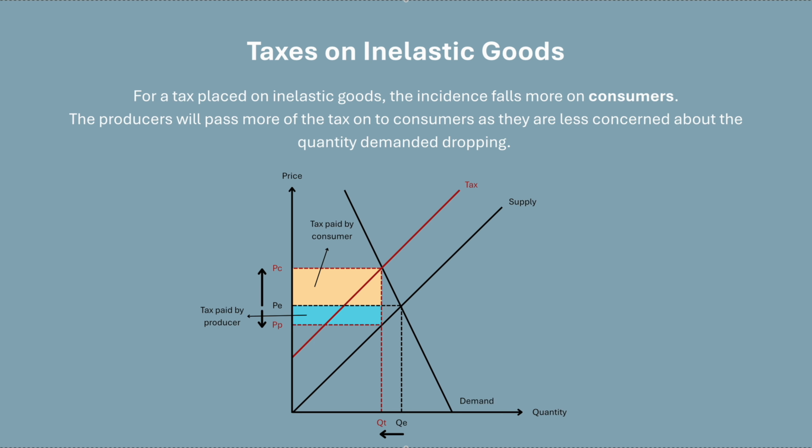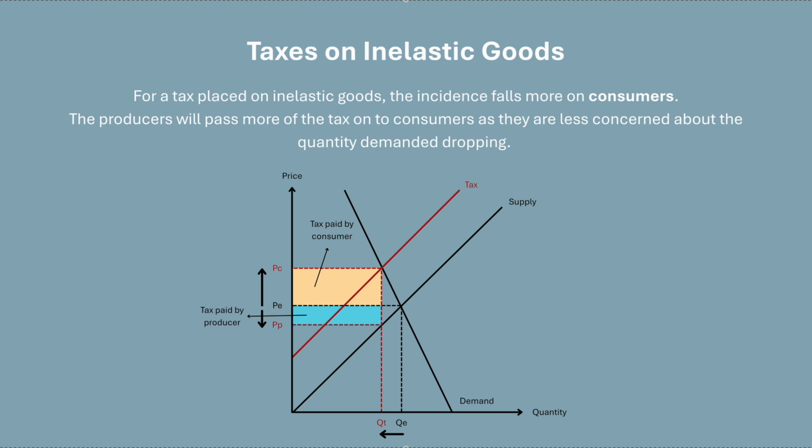Basically, if consumers aren't that sensitive to price changes, then the producers will take advantage of this and make them pay most of the tax because they'll just pay this higher price anyway. So, with inelastic demand, the producers will pass more of the tax on to consumers as they are less concerned about the quantity demanded dropping.